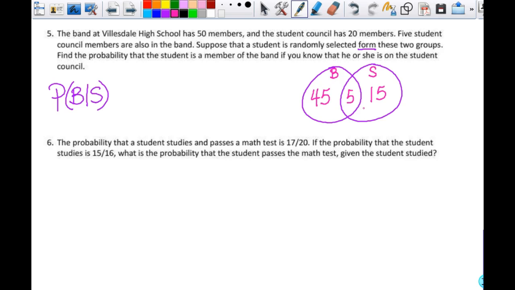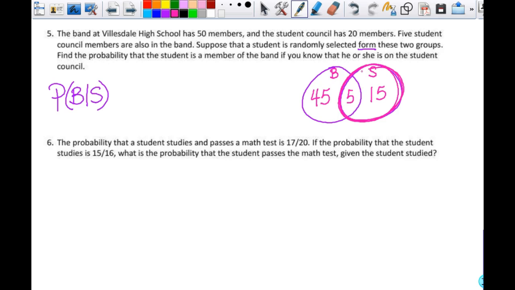Okay, so now we look at our conditional probability thing. What is it that we know? Do we know band or do we know student council? We know they're in student council. So I can come over here. This is the only thing I'm concerned with, this circle. The kids that are only in band don't apply anymore because I know they're in that circle. So now I've narrowed it down to that.